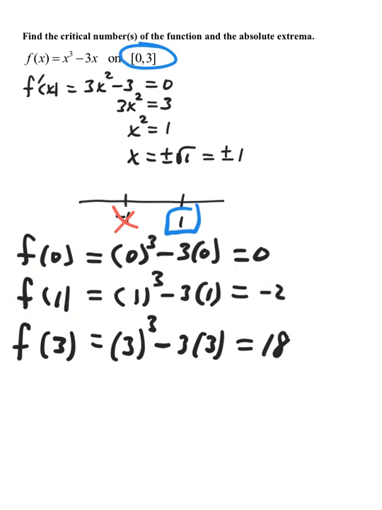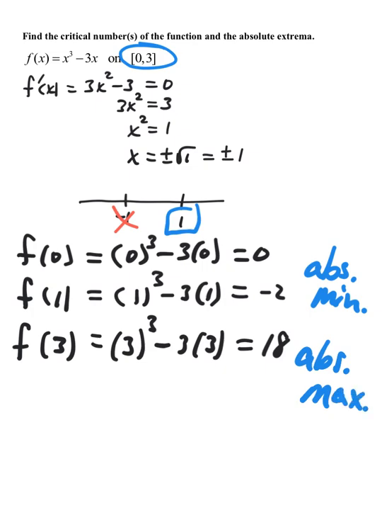Out of all the answers, this one was the smallest, and 18 was the largest. So that's how you identify your absolute max and min, your absolute extrema.